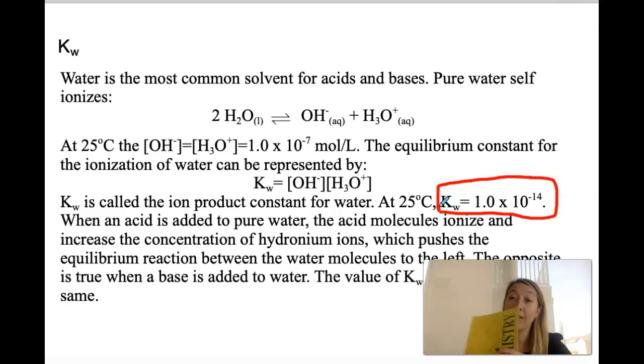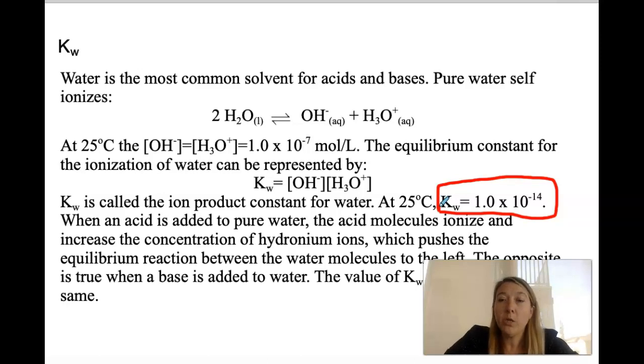I at home have this lovely yellow data booklet, a little different from the red one you have. Mine dates from 1995, so it's going to look a little different on the inside. I don't know if this has a miscellaneous chart. Oh, it does. Look at that. Still the same, however many years later that is. So here on page 3, you're going to find a chart called the miscellaneous chart. And inside of there, it gives you KW as 1.0 times 10 to the negative 14. So you don't have to memorize it.